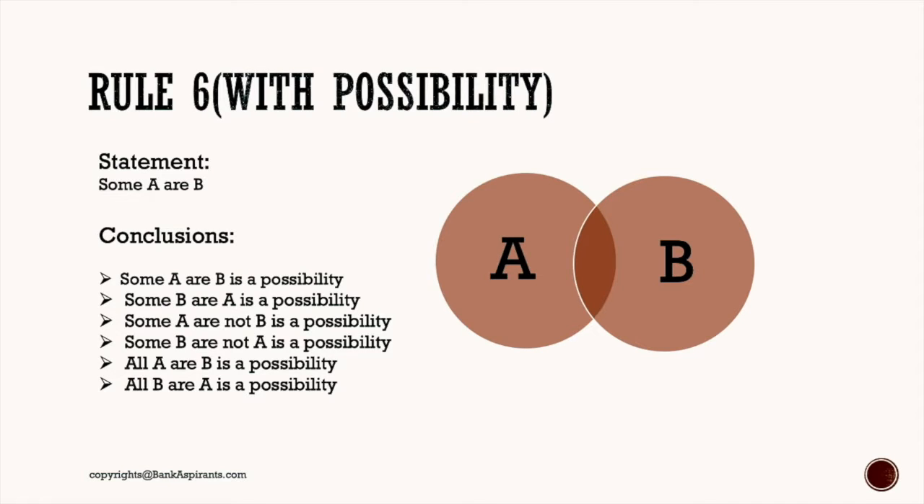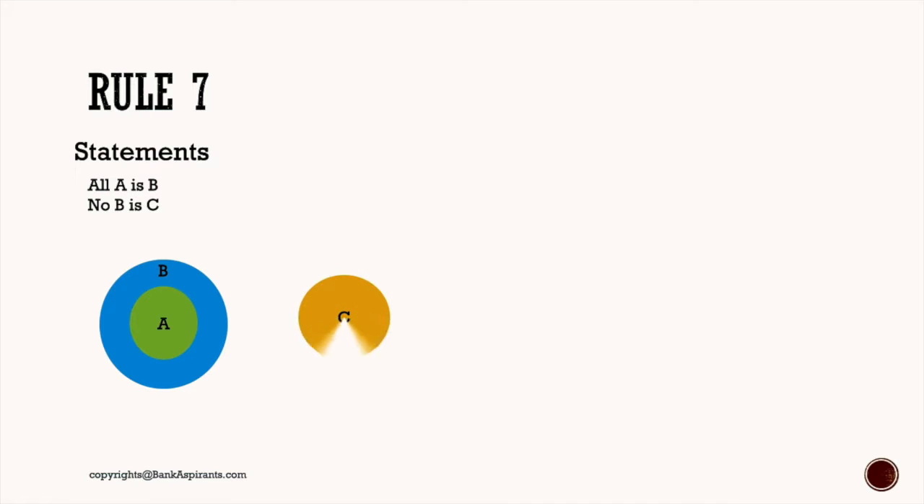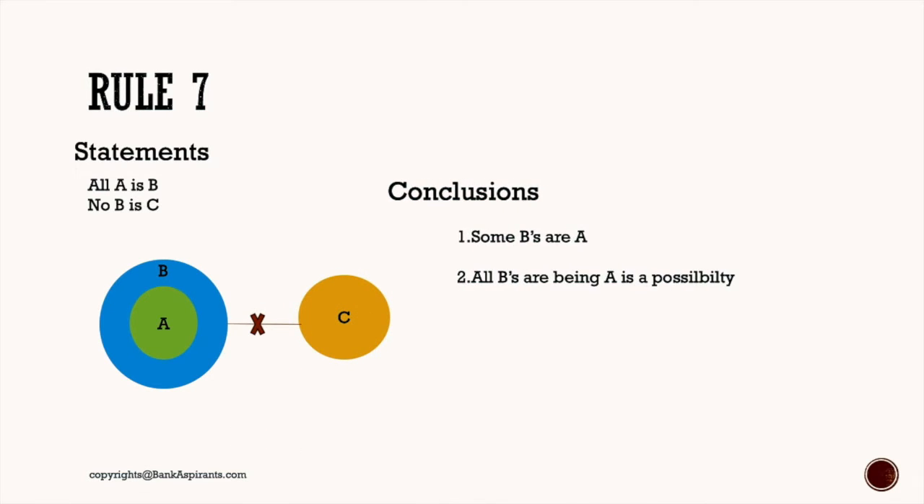Let's move to rule number 7. All A is B and no B is C. We are going to draw a similar diagram for this also. Only in the conclusion will it differ. Possibility will be added, or some keywords related to possibility will be given. Okay, so the statement is all A is B and no B is C. So draw a diagram for all A is B and no B is C. There is no relationship between B and C.